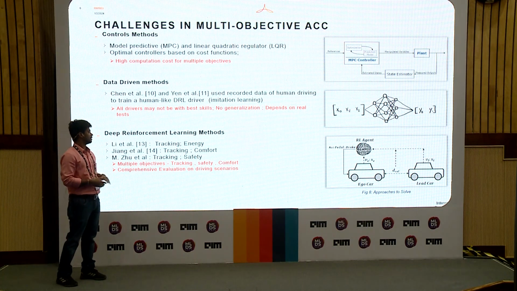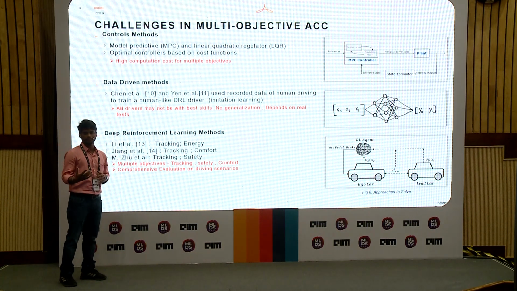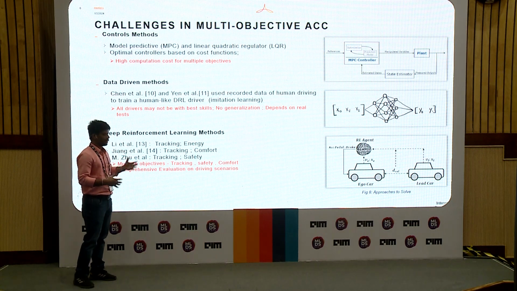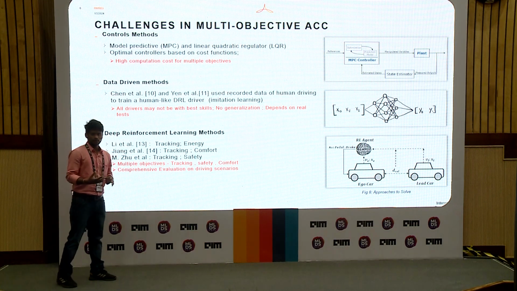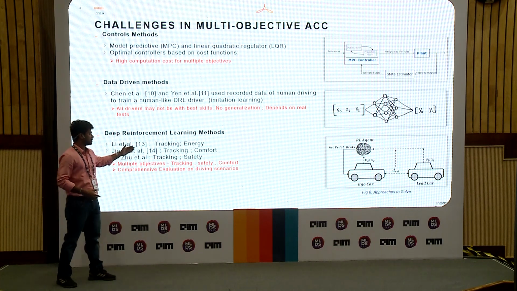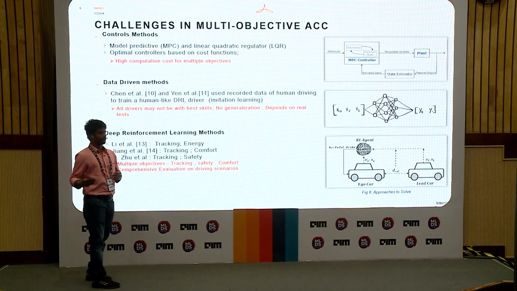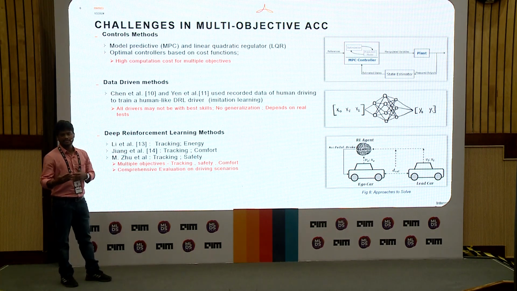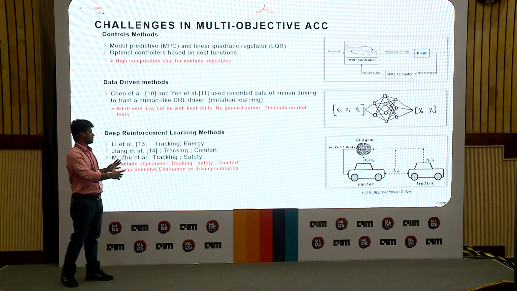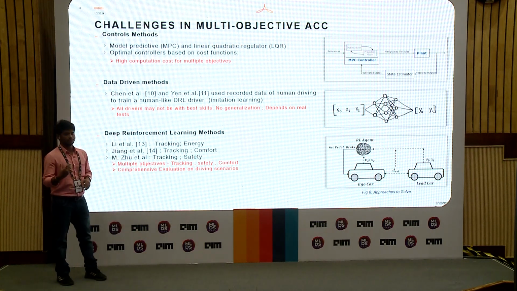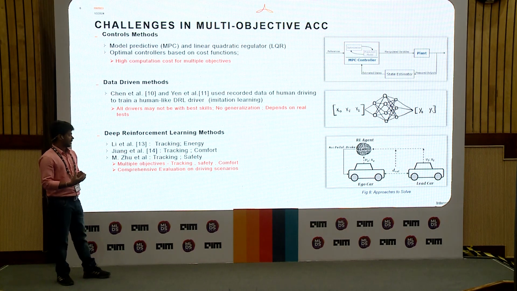So deep reinforcement learning has been one appropriate candidate for this type of control problem. There are people who tried deep reinforcement learning for this type of automotive control problem. They used tracking and energy as their objectives, or tracking and comfort, and someone used tracking and safety. So these were all not very complete when you look at the adaptive cruise control requirements.